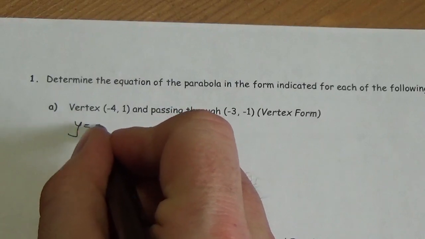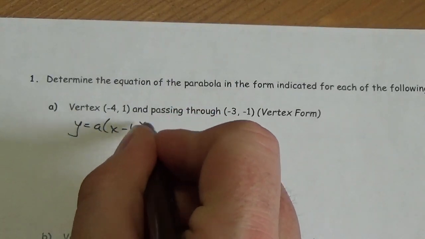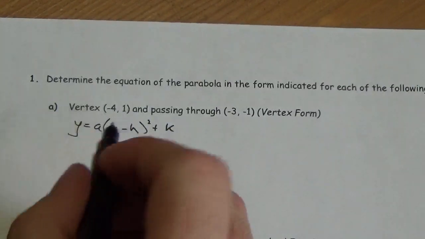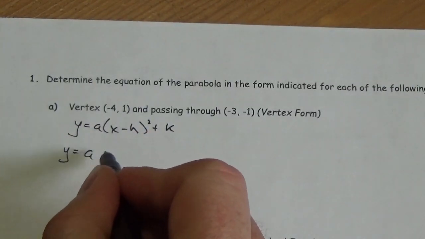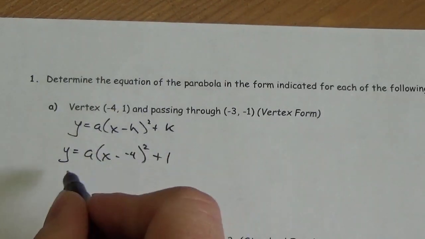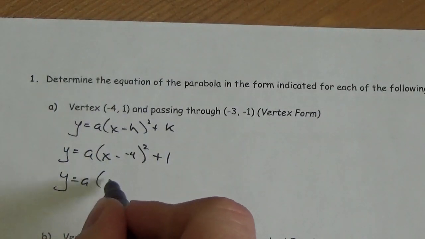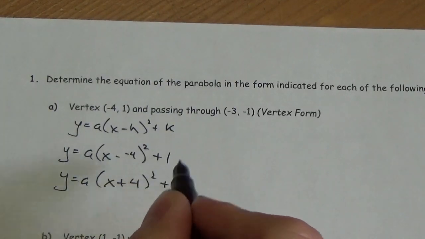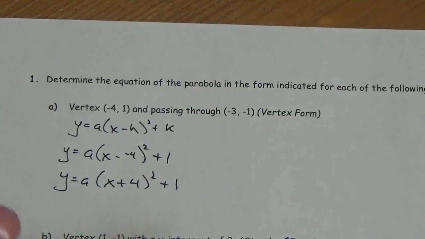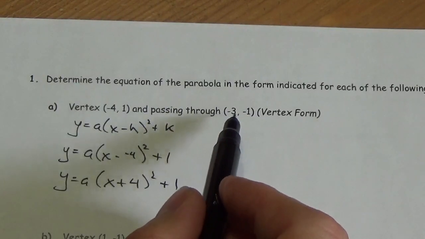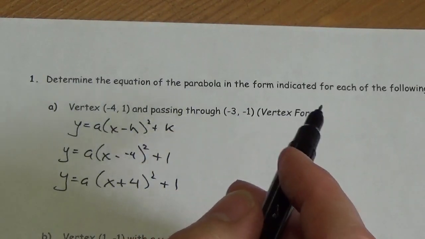Okay, so vertex form looks like this. And I know the vertex. The vertex is -4, 1, so it's going to be y is equal to a times x minus -4 squared plus 1. So I can do a little bit of simplifying and get a times x plus 4 squared plus 1. Now, the only thing I don't know in here right now is the a value. But I do have some extra information. I know that it also passes through the point -3, -1.